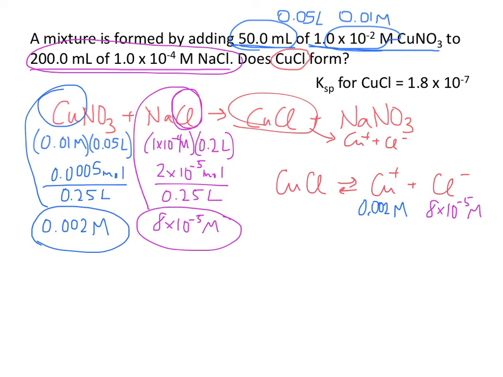So we're going to use those numbers in my Qsp expression to figure out what this reaction is going to have to do to get to equilibrium. So Qsp is equal to Cu plus times Cl minus. So this is equal to 0.002 times 8 times 10 to the negative 5. All right, I've set it up that far for you. I want you to, on your own, finish calculating Qsp, compare it to Ksp, and decide whether a precipitate will form. Do that right now by yourself.